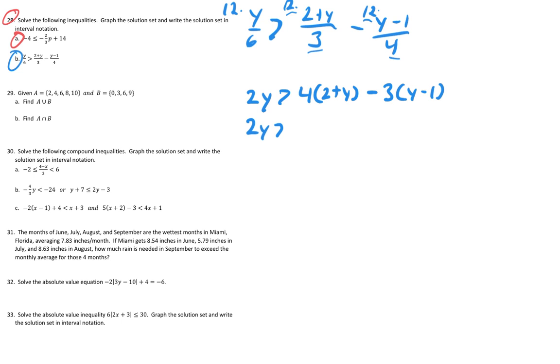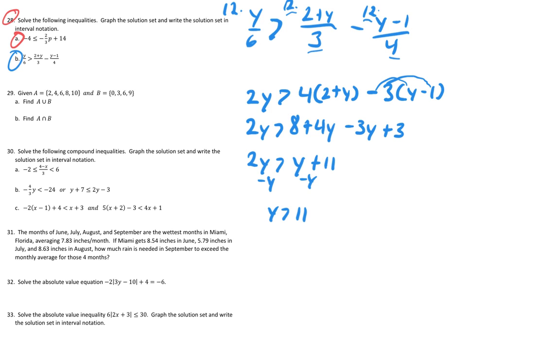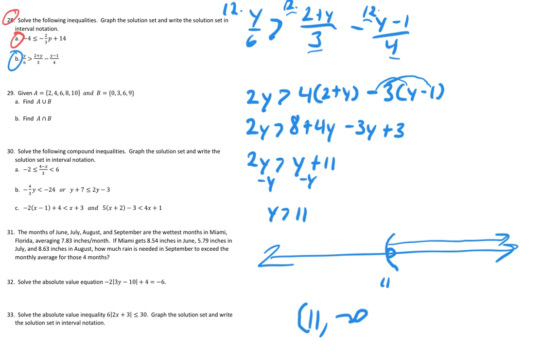Now we can distribute. 8 plus 4y. Now this negative 3 is actually distributed to both, so we'll get minus 3y plus 3. We can combine like terms, so we'll get y plus 11, then we'll subtract a y from both sides, and we'll get y greater than 11. So for the graph of this, we'll draw our number line, mark this as 11. For some notations you'll see an open dot at 11, some you'll see a parenthesis, and it is going off to infinity. So the parenthesis means non-inclusive 11 all the way to infinity.